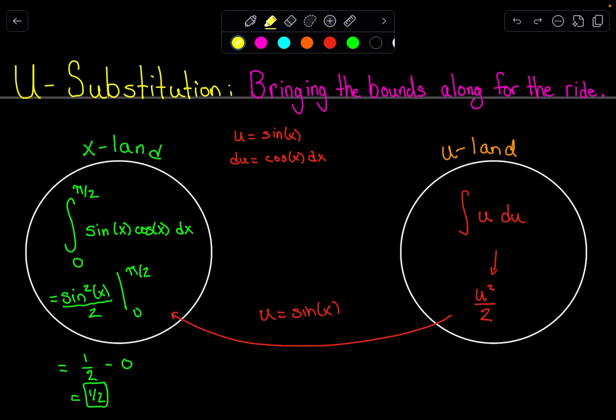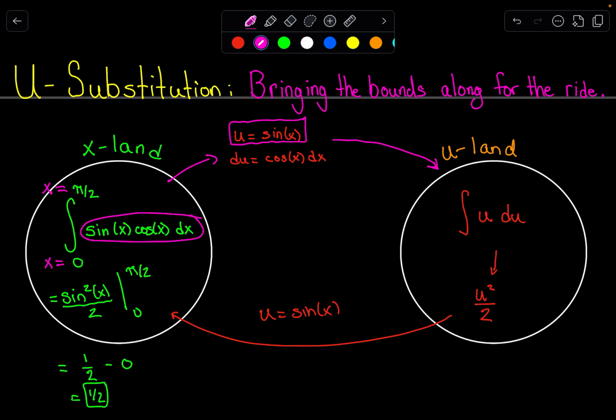But it turns out that you can actually bring the bounds with us if we like, and that's actually a nice shortcut to basically finish the integral over here in U-land. So what do I mean? These bounds are, right, x equals and x equals. And so we can use this relationship that exists between u and sine to say that, not only as we use this to get over to U-land for the core components, for the integrand, we can use it also for the bounds.